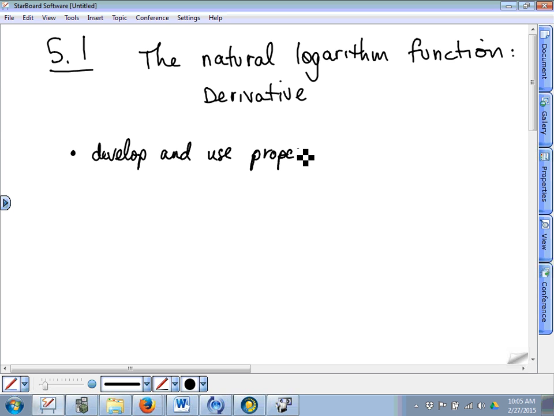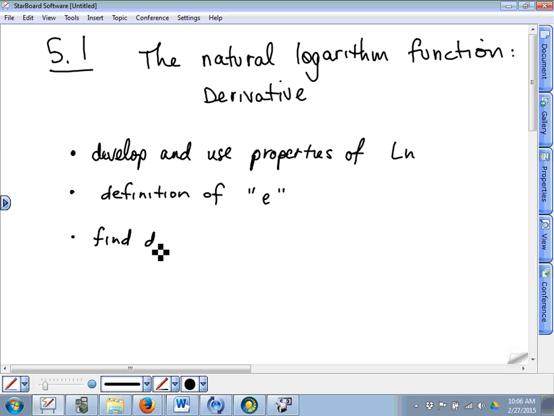And use properties of the natural log. And we're going to pair that with the number e. And then we're going to find the derivative of natural logarithmic functions.